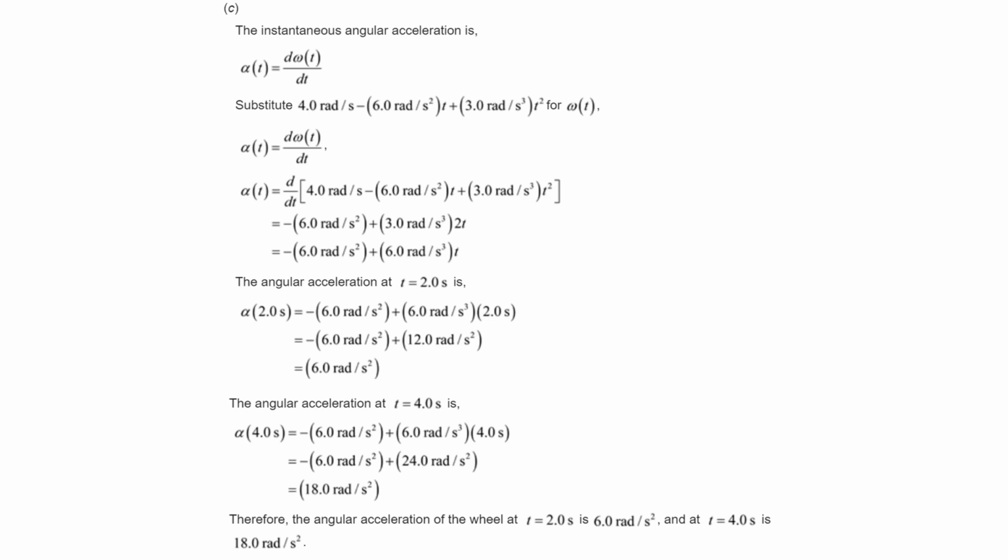Now, the instantaneous angular acceleration can be found with this formula. We use the equation which we have already found in part 1. Just take the derivative of it and put in the time t equal to 2 and t equal to 4. At the end of the day, for the time t equal to 2 seconds we get 6 radian per second squared, and for the time t equal to 4 seconds, we get 28 radian per second squared.